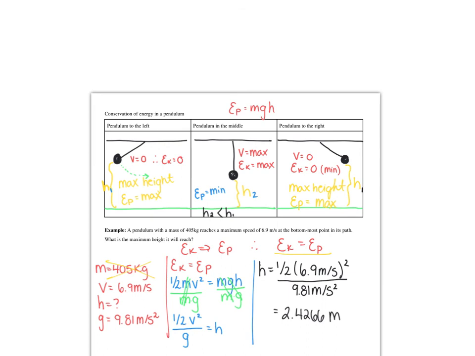Remember, significant digits. In this case, the only value from the question that we actually used was the 6.9 meters per second. And that has two significant figures. So I'm going to report my final answer as 2.4 meters.